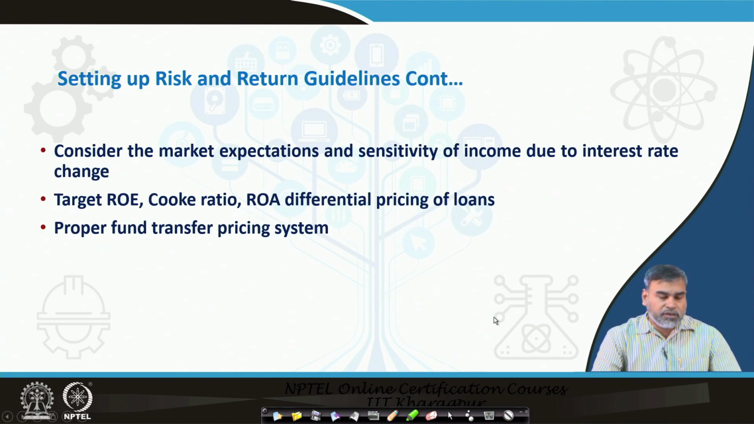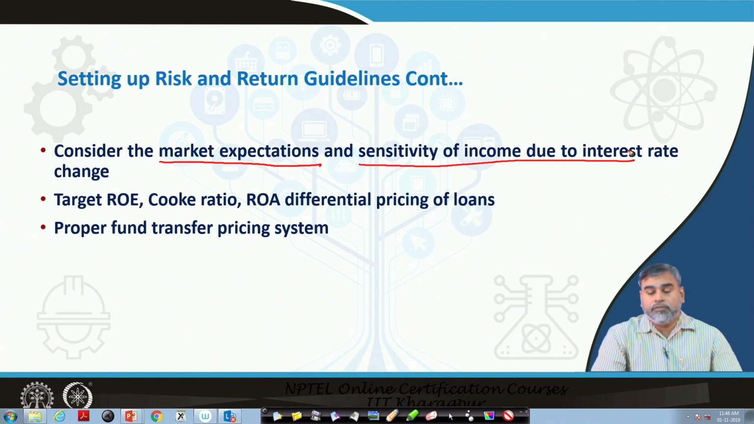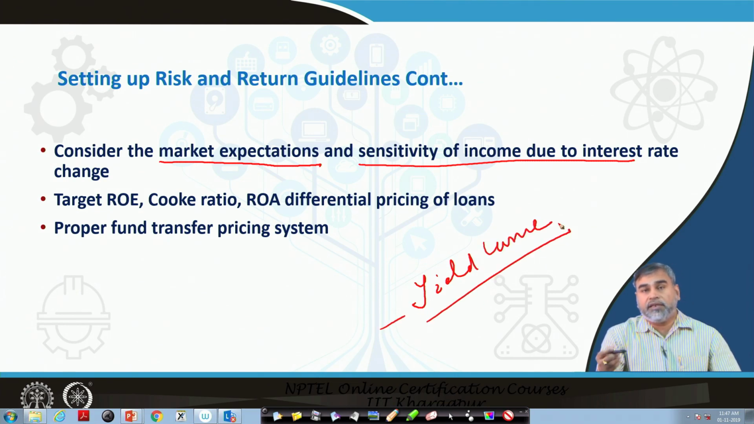Then the other thing we can keep in mind: while deciding these risk limits, we also consider the market expectations, and how sensitive our income is to interest rate changes. Like what is the percentage of income-sensitive, interest-rate-sensitive assets and what is the percentage of non-interest-sensitive assets, that also you should keep in mind, and how the market is going to be. Particularly you can think about the shape of the yield curve. If you can read the yield curve, then you can decide whether the interest rate is going to be up or down.